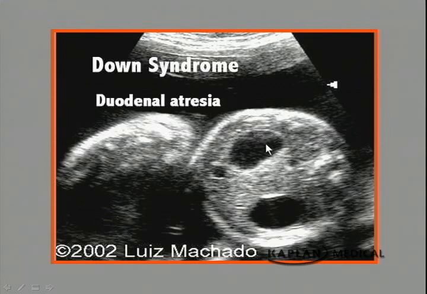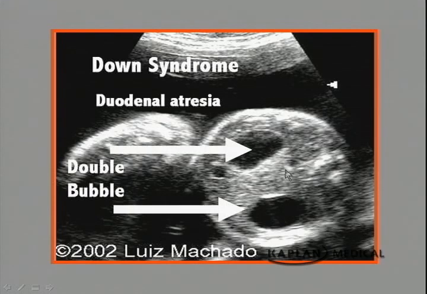This is another marker, a double bubble. What is the double bubble? The double bubble is from enlargement of the proximal duodenum and of the stomach. I want you to notice this black, let's go back, this black stuff here. What is this black stuff? This is polyhydramnios, excessive amniotic fluid. When you have upper GI obstruction in the fetus, you're going to have polyhydramnios.